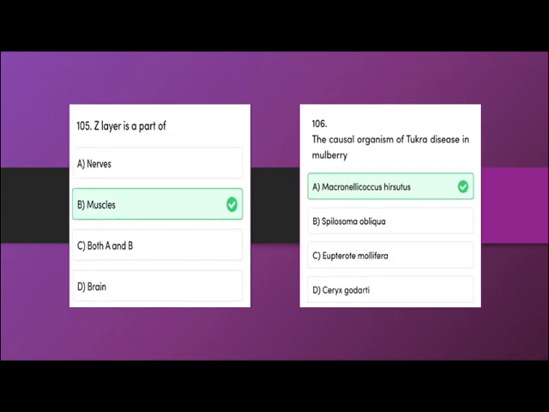Now come to the 105th question. Red layer is a part of? And the answer is muscles. The 106th question. The causal organism of Tukra disease in mulberry? And the answer is Maconellicoccus hirsutus.